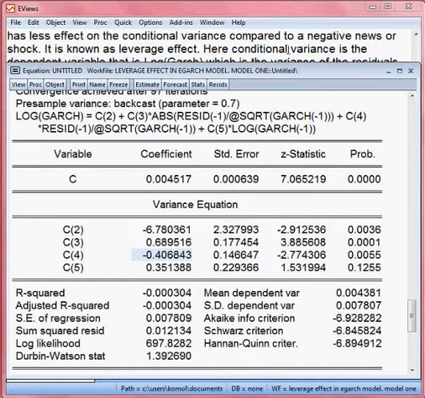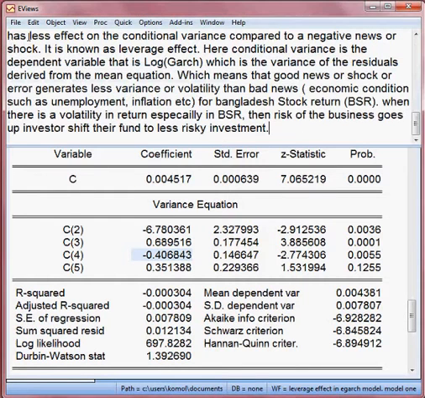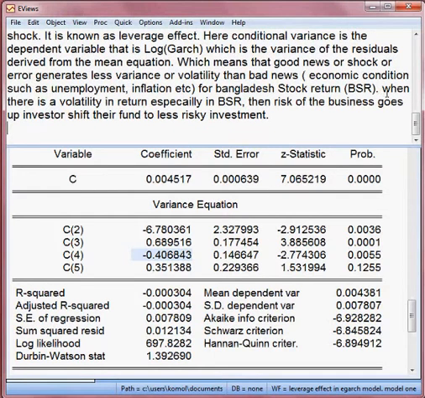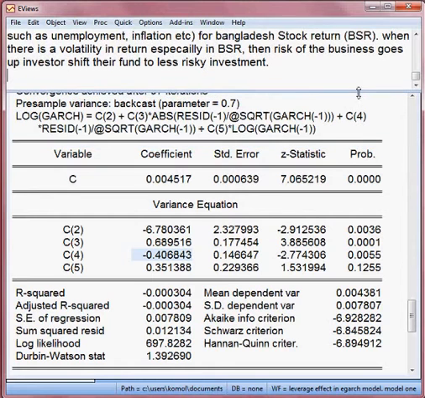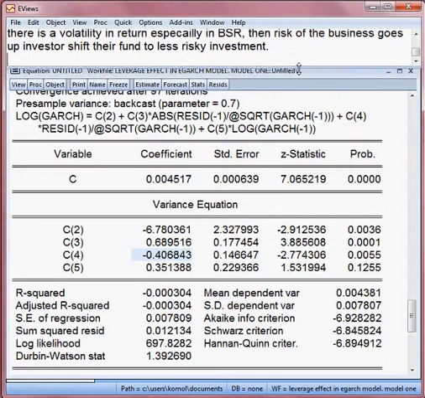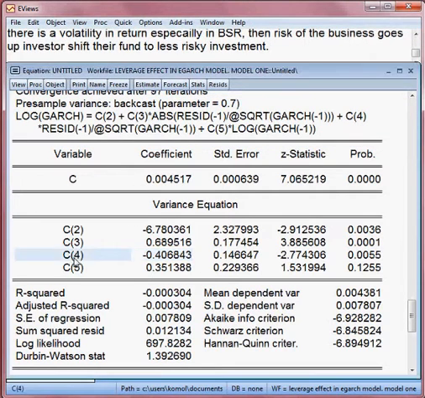Okay, so here we have already seen that our model has a leverage effect. Why? Because C4, meaning this one, is negative and significant.